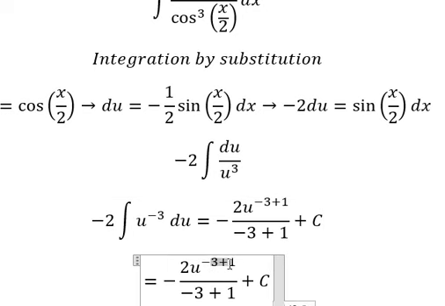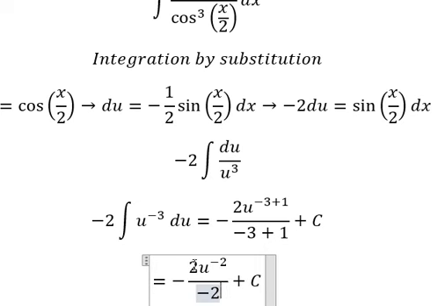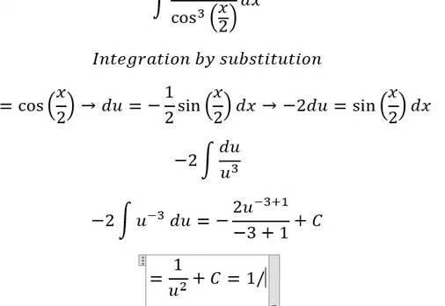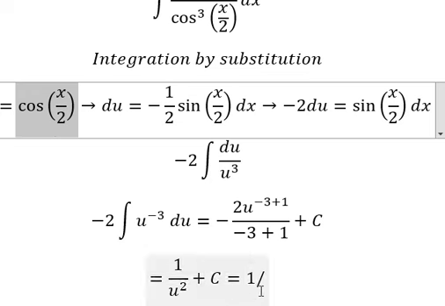So this one that is about negative 2. This one that is about negative 2. Negative 2, negative 2, we cancel. And we have 1 over u to the power of 2. About u, that is about this one.